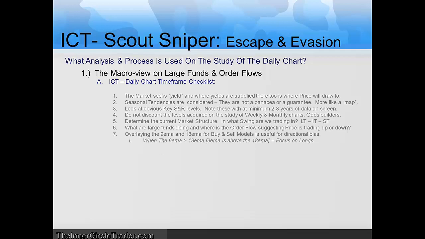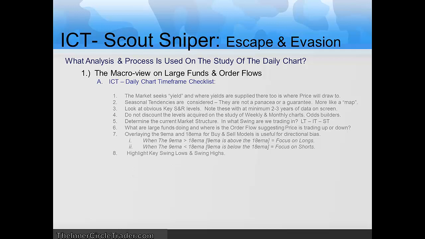When the 9 exponential moving average is greater than the 18 exponential moving average, that means the 9 is above the 18, we look to focus simply on taking long trades. Okay, we're only trying to buy that market. When the 9 exponential moving average is less than the 18 exponential moving average, or in other words, the 9 is below the 18, we focus on shorts only.